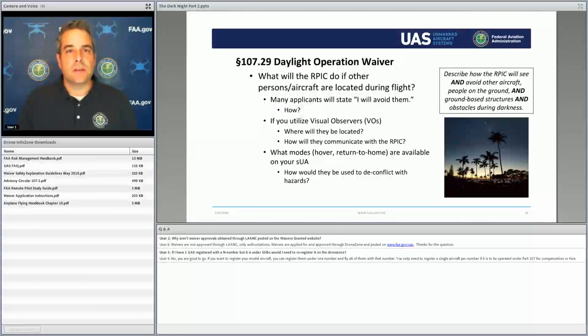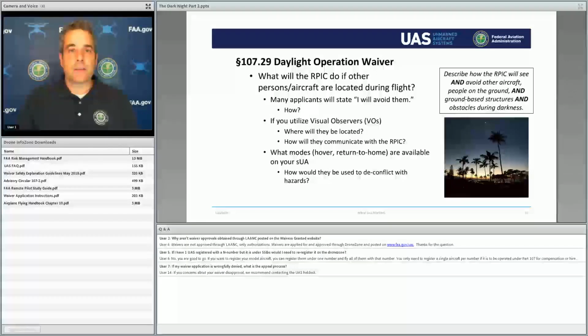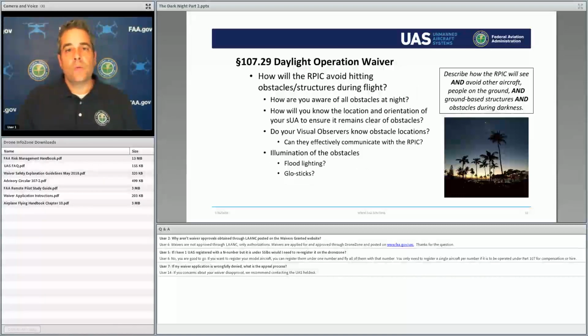We talked a little bit about this in part one of the Dark Night, but what modes does your UAS have to assist you in deconflicting with other people or deconflicting with aircraft coming into your operational area? Again, that return to home, that's a nice feature to have, but as we saw in the previous episode we did earlier this week, that's not always the full solution. So you need to explain to us how you're going to deconflict with unknown persons or unknown hazards that become known to you in your operation. What is your process for that? We also want to make sure that you have a risk mitigation strategy to avoid hitting things at night.